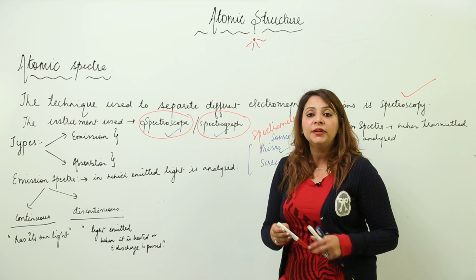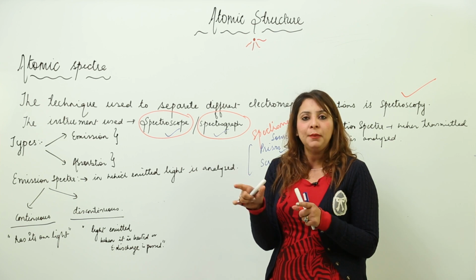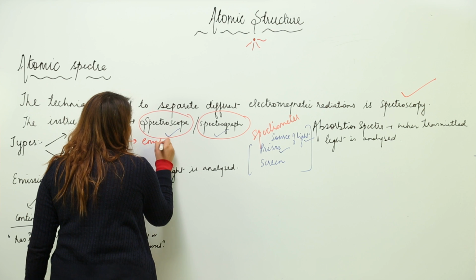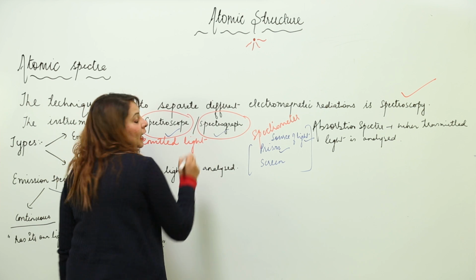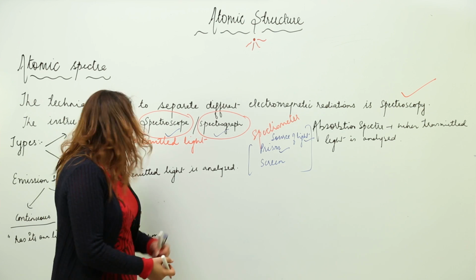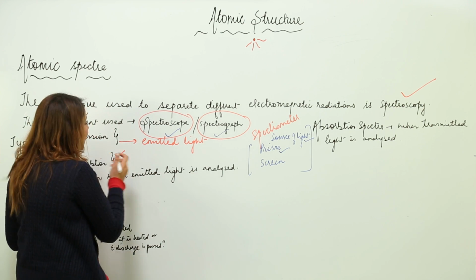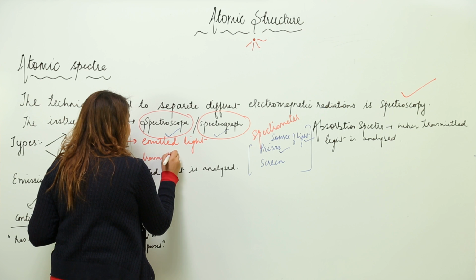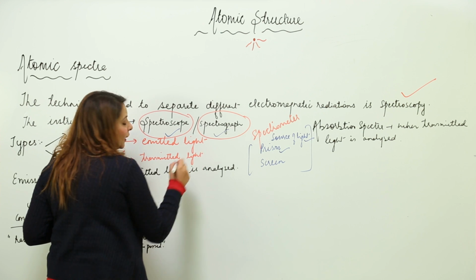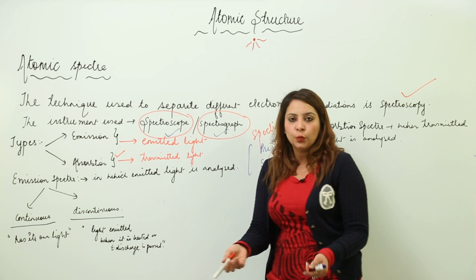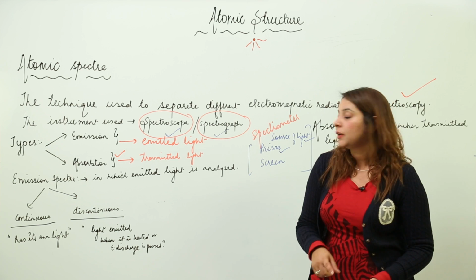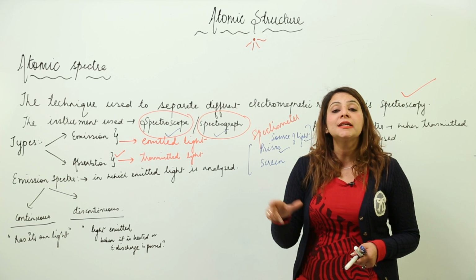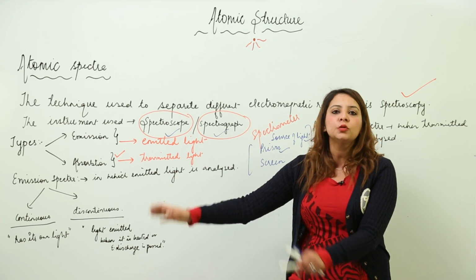As you can easily make out from the names, emission means emit. So here we are going to analyze the emitted light, that means light which is emitted from any atom. And the second is the absorption. Here the absorption is going to take place and we are going to analyze the transmitted light. That means after absorption, whatever light comes out, whatever radiations remain, we are going to analyze that. So in emission we study the emitted light, and in absorption we study the transmitted light, that means whatever is left after absorption.